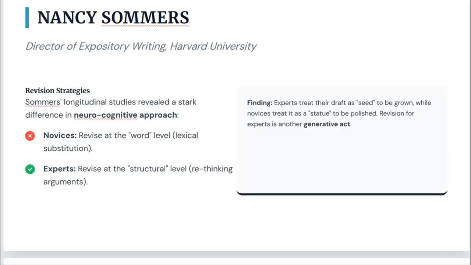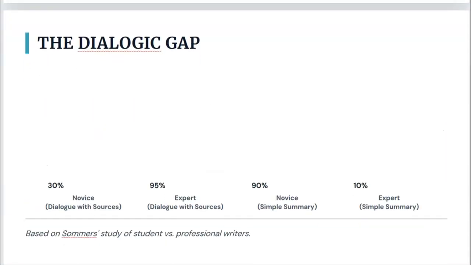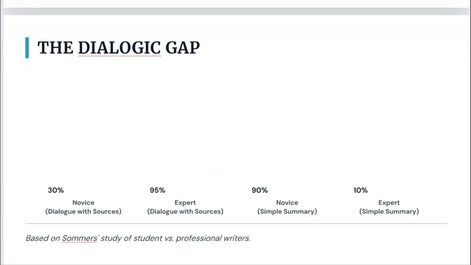Nancy Sommers, director of expository writing at Harvard, says novices revise at the word level. Experts revise at the structural level. They look at the arguments and they rethink them. Okay, keep that in mind. And then she did a study of students versus professional writers, and she found that novices have a dialogue with the sources. Experts have a dialogue with arguments.